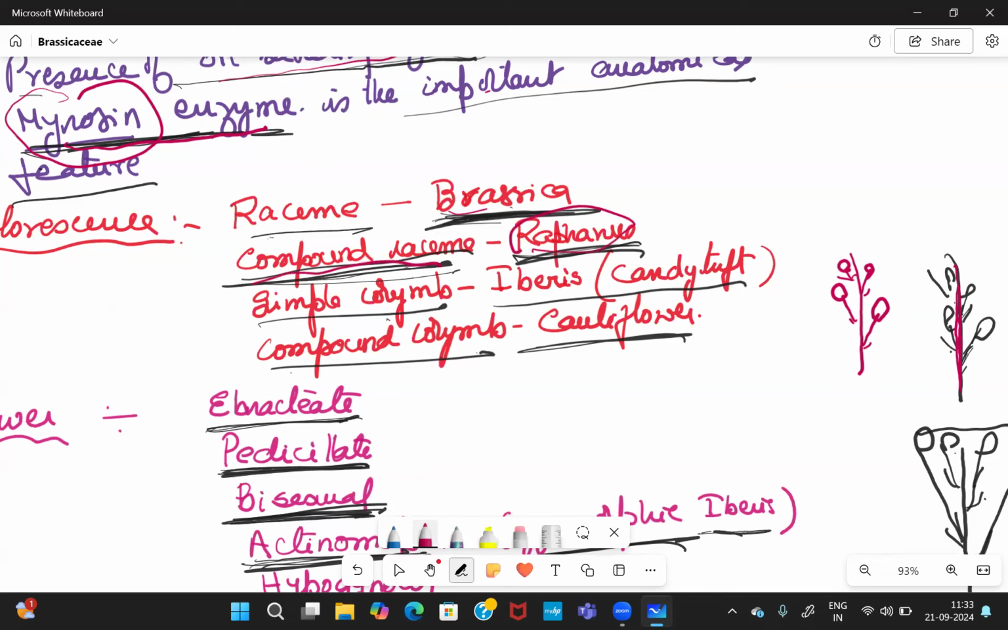What about Raphanus? Raphanus shows a compound raceme. What is a compound raceme? The peduncle is branched. If this is the stem, this is one of the branches. A compound raceme we can see in Raphanus, radish.